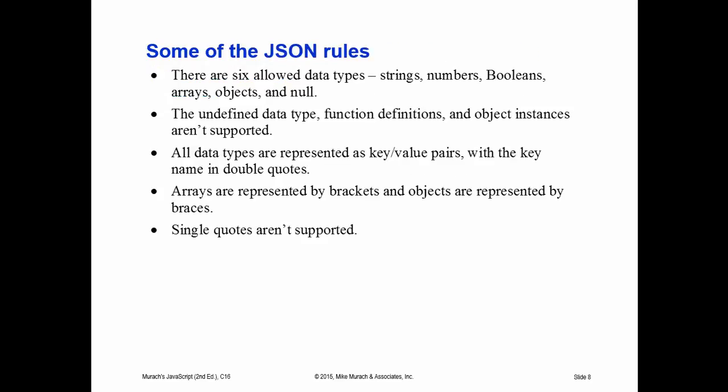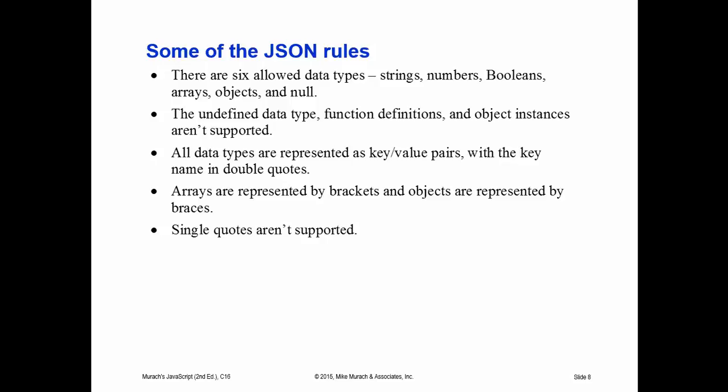Some of the rules. There's only 6 allowed data types that you can use in JSON: strings, numbers, booleans, arrays, objects, and null. So undefined data type is not supported. Function definitions are not supported. Object instances aren't supported. All data types are represented as key value pairs, and the more you work in the computer area, the more you find that things work in key value pairs. Arrays are represented by brackets and objects by braces. So curly braces, in other words, for objects. And single quotes are not supported.